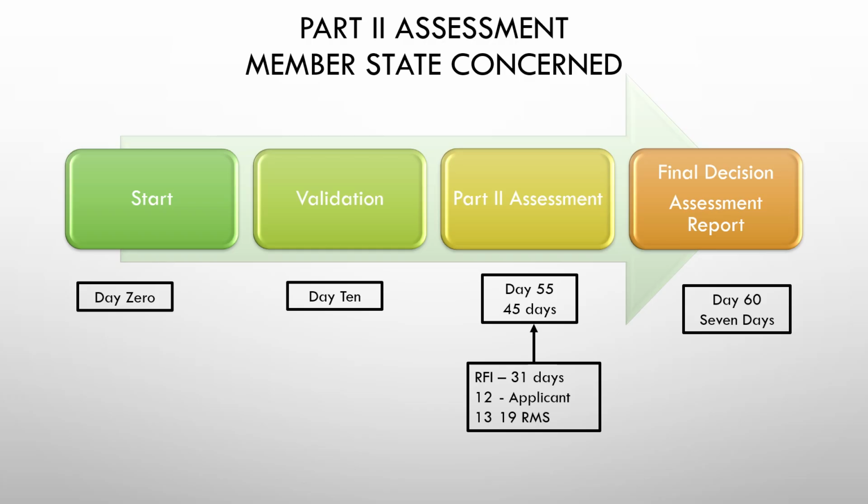By day 55, you would expect to complete that assessment because it requires a 45 day assessment period. And then, oh dear, I've got 7 days there, but it's actually 5 days for your final decision and assessment report. Remember that you have an additional 55 days for advanced therapy medicinal product Part 2 assessment.